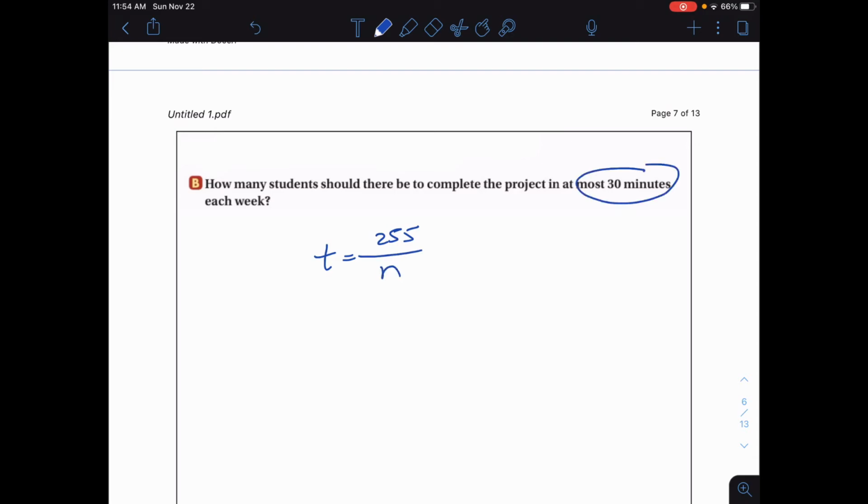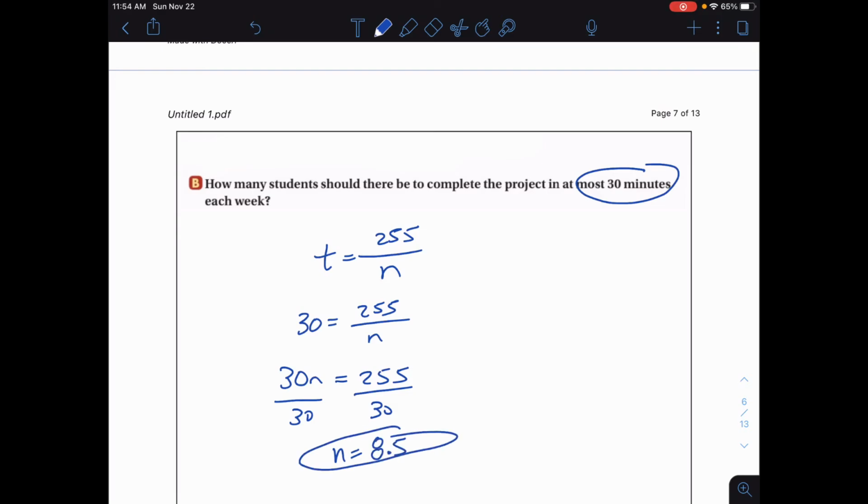Well, at most 30 minutes. So let's put 30 equals 255 over n. We're trying to figure out how many students are needed, so we'll multiply both sides by n. So this becomes 30n equals 255. We'll then divide by 30, and we're going to get that the number of students is 8.5. So to get it done in at most 30 minutes, we need 9 students. So let's go ahead and round up.